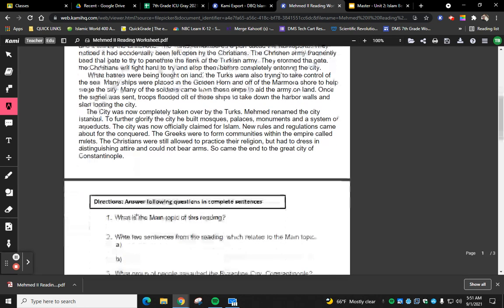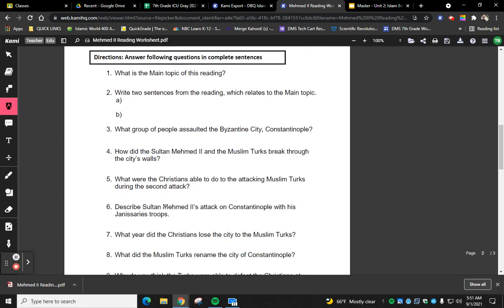Now, we need to answer the following questions in complete sentences. We also need to highlight our answers in the text. Number 1, what is the main idea of this reading? Number 2, write 2 sentences from the reading which relate to the main topic. Number 3, what group of people assaulted the Byzantine city, Constantinople? Number 4, how did the Sultan Mehmed II and the Muslim Turks break through the city's walls?